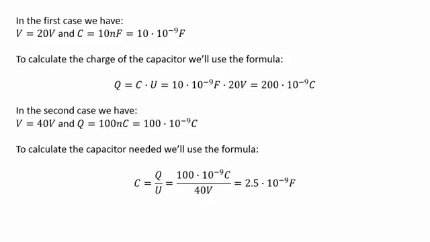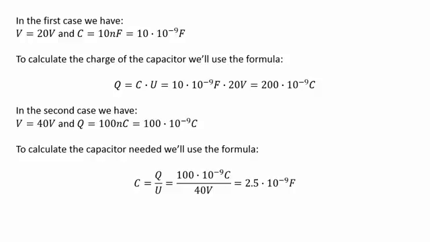In the first case, we have V equals 20 volts and C equals 10 nanofarads. To calculate the charge of the capacitor, we'll use the formula on the screen. Q equals C times U, or C times V. In the end, we get 200 times 10 to the minus 9th coulombs.